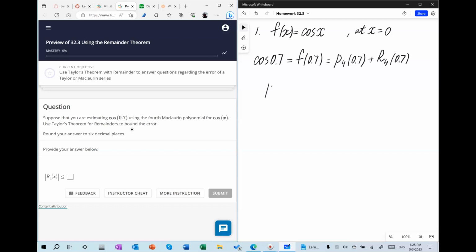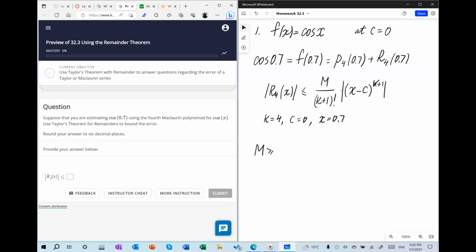And the remainder theorem says that the remainder is less than or equal to the following expression. I'm going to use c as the center. Now, everything is pretty much given to us. We have k equals 4, c equals 0, x is equal to 0.7. The only thing we don't know is M. What is M? M is the upper bound for the k plus 1th derivative on the interval from the center to the value at which we're estimating.